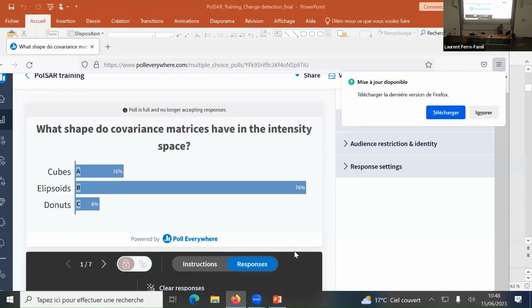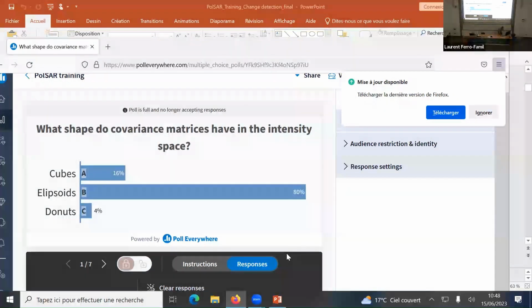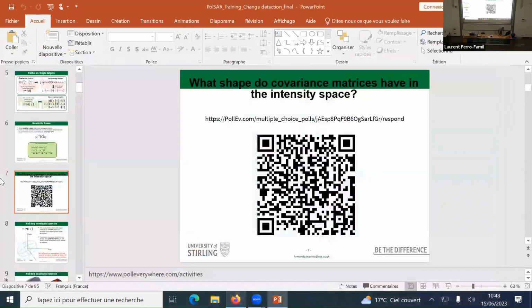Okay, ellipsoids, very good. I should not have said that you don't know it. That's right, they are ellipsoids. Very good. Donuts, we are hungry, but unfortunately they're not donuts. It will be fun. So now, I need to go here, right? Very good.